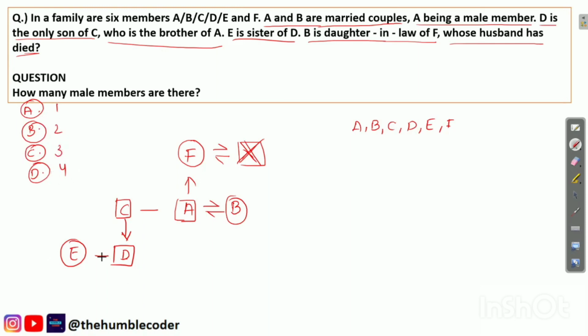So what some students will do is they will count it like this: D is the male 1, C is the male 2, A is the male 3, and they will also consider this person as a male because they will think that he is also a part of the family.